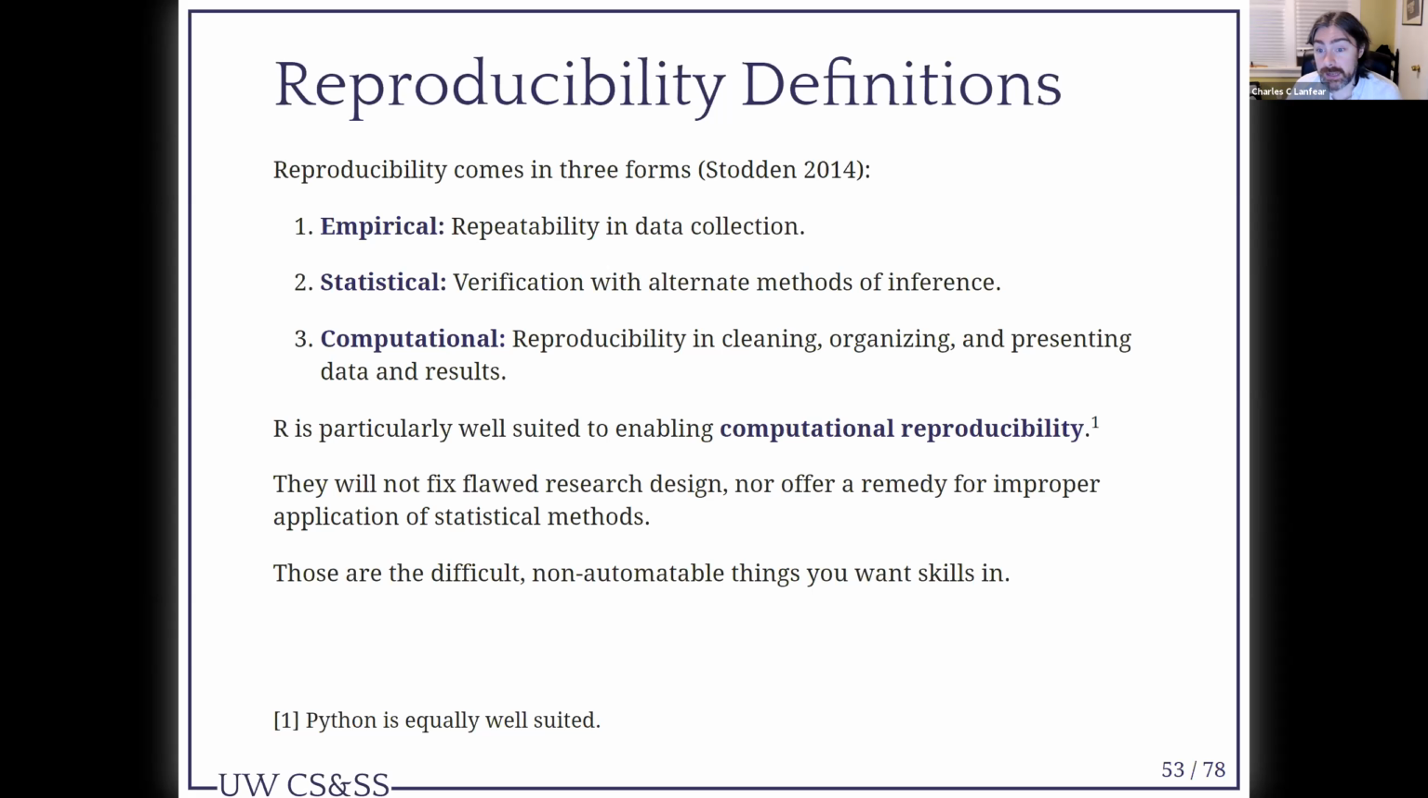Computational reproducibility, like cleaning, organizing, presenting your data, are things that as much as possible, you want to make your computer do, so you're never manually doing your things. So you want to be devoting your time to knowing research design and knowing proper methods of inference, and then making the computer take care of as much of the computational stuff as possible.